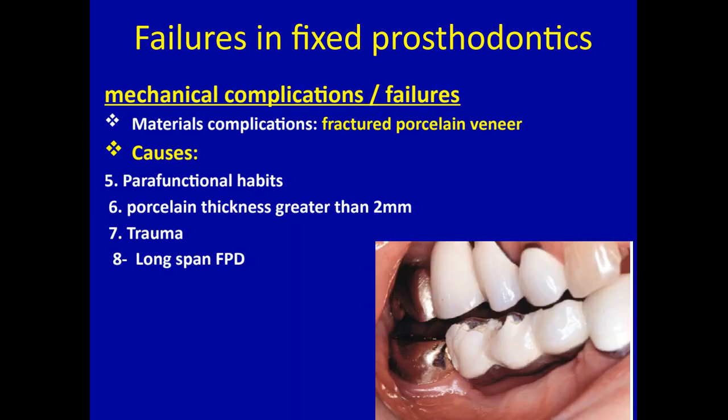Or patients with heavy occlusal forces like bruxer patients, patients with parafunctional habits, or if the porcelain thickness is greater than 2 mm because it is brittle. The ceramic is brittle. If the thickness is more than 2 mm, the risk of porcelain fracture is high, or the fracture could be a result of trauma or a long span FPD, such as this case, because of the friction of the FPD during function.